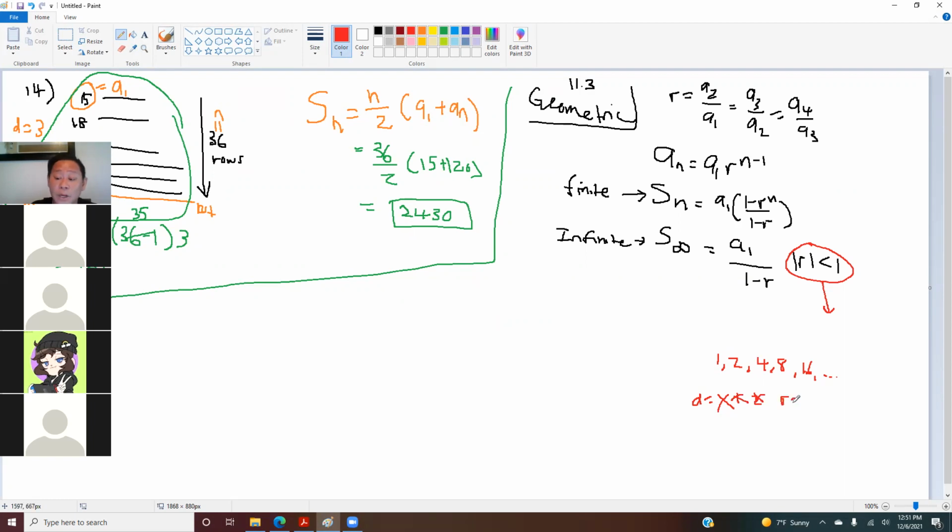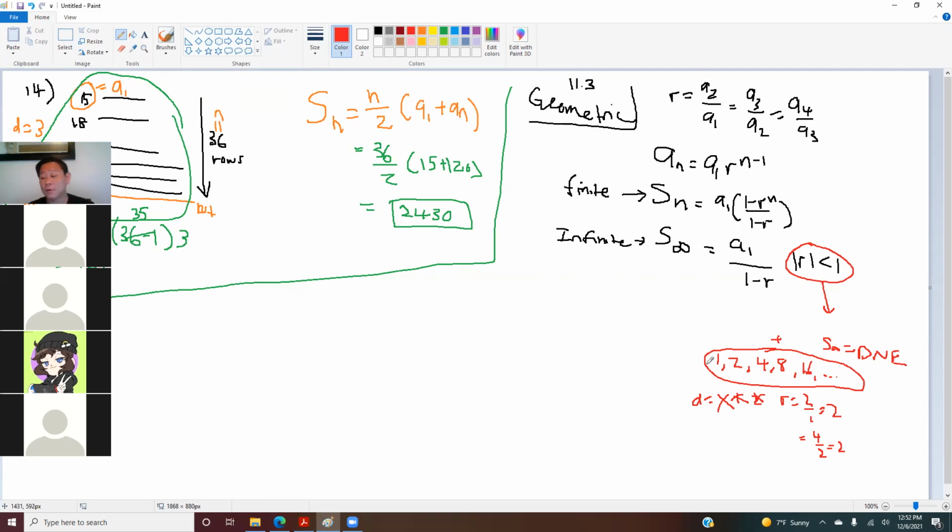But if you look at the common ratio, this is 2 over 1, which is 2. Then you go to the next one, 4 over 2 is also 2. So you find out that this is a geometric sequence because the r in this case is 2. Now if I want you to add all this up, the sum of the infinite series, it goes all the way to infinity. So this is DNE.